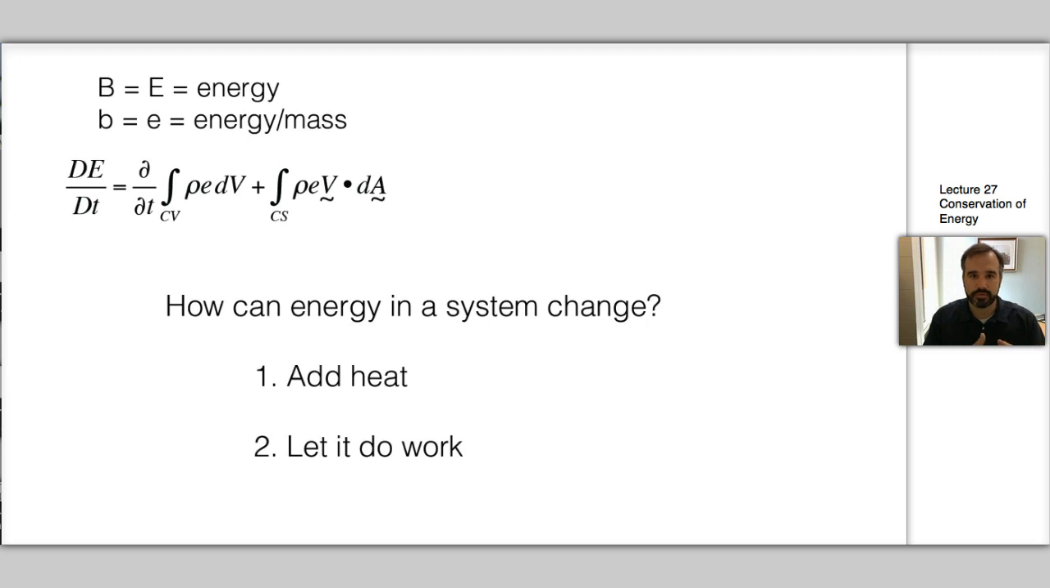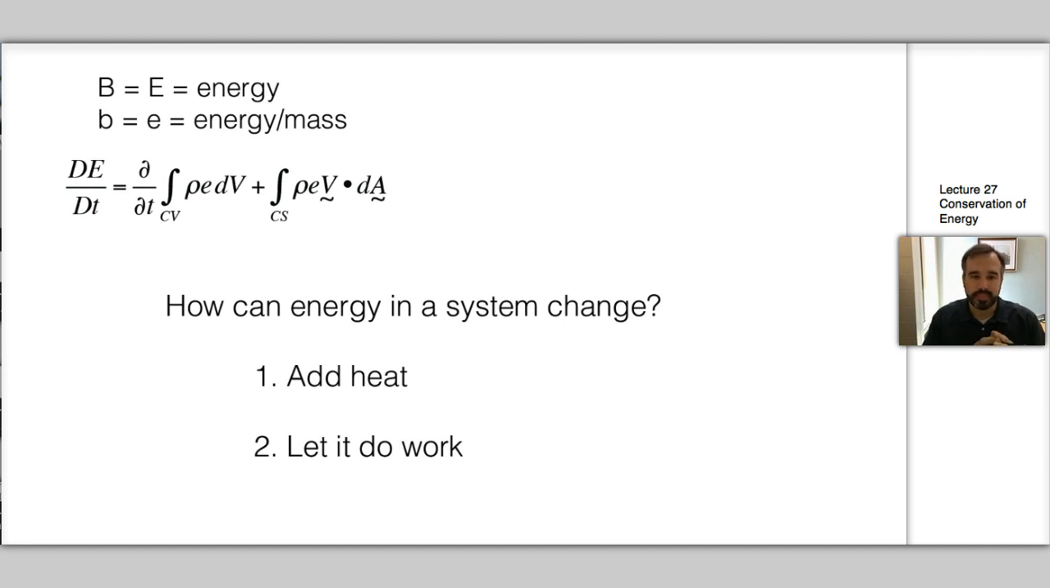And so when we plug that into our generalized form, we get the total change of energy in the system, capital DE over dt, is equal to the time rate of change of the integral over the control volume of rho e dV plus the integral over the control surface of rho e v dot dA.